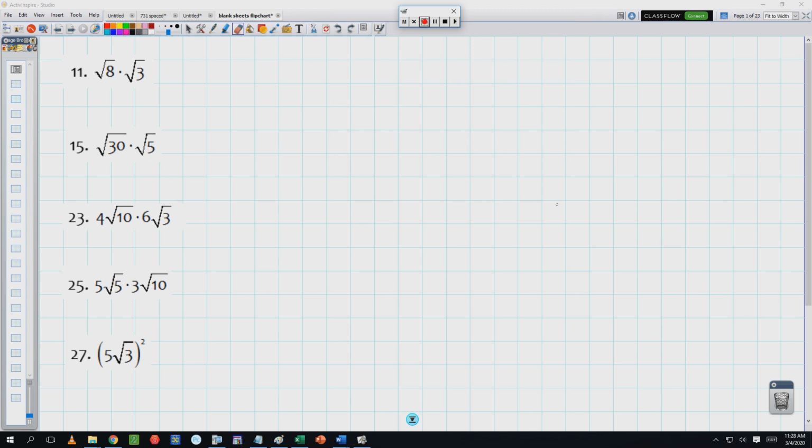Hey, let's take a look at a few of these multiplication problems we did on today's assignment. Multiplying radicals is one of the easiest things you can do. You multiply the outsides, you multiply the insides, and then you see if you can simplify.